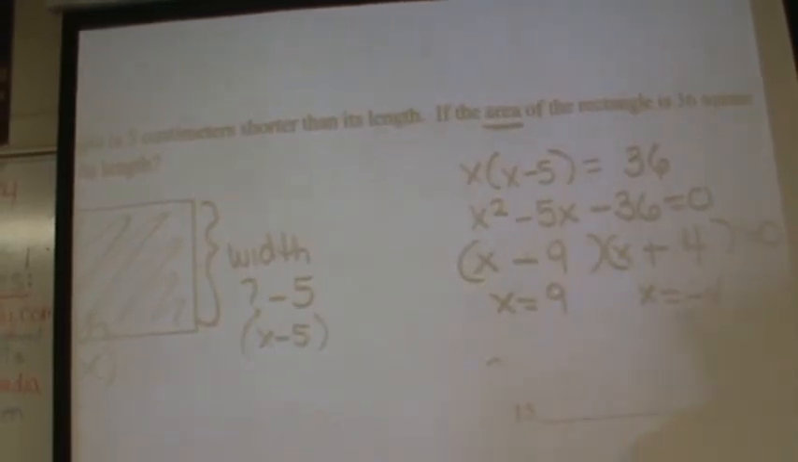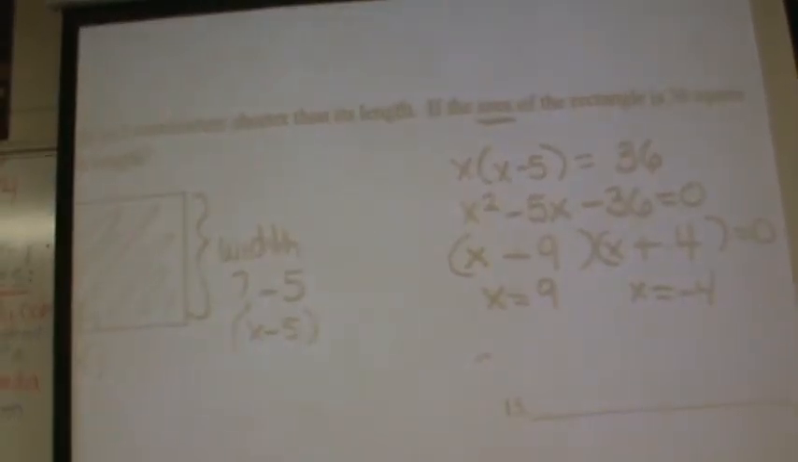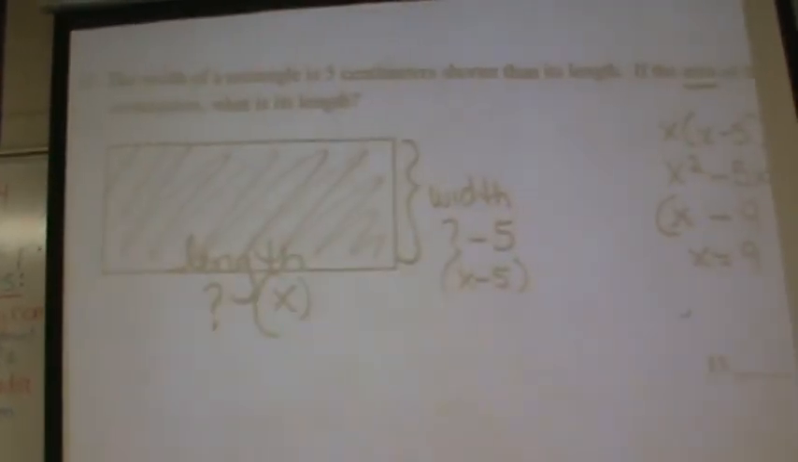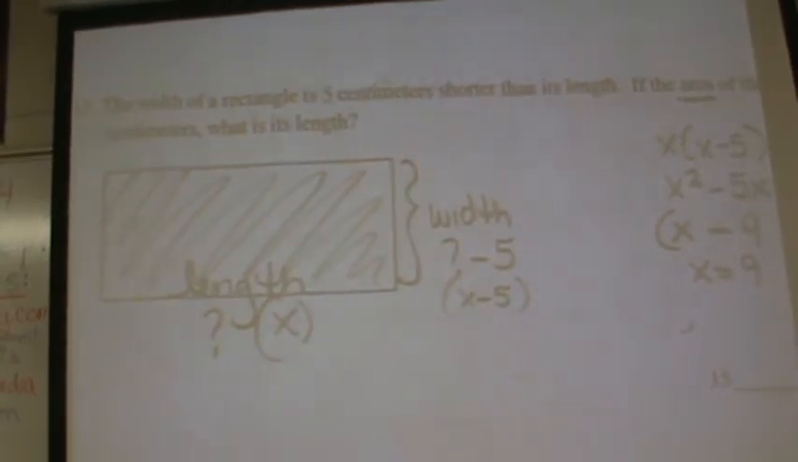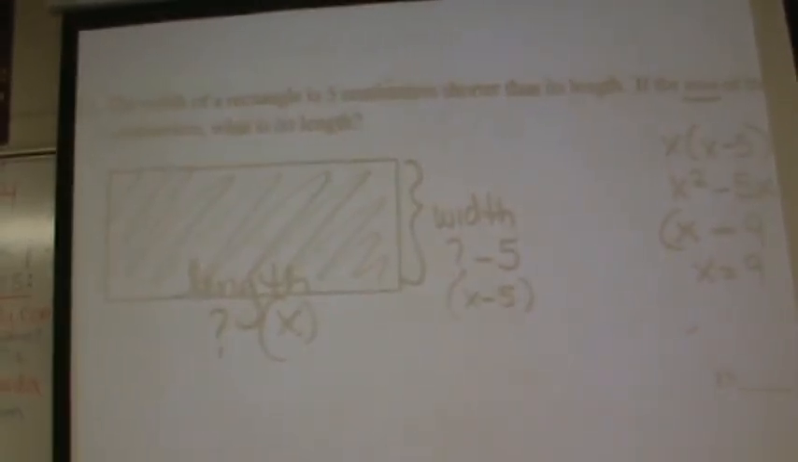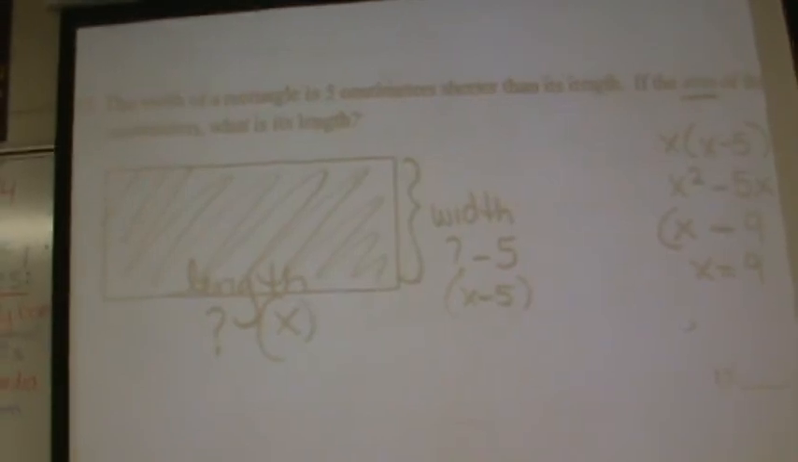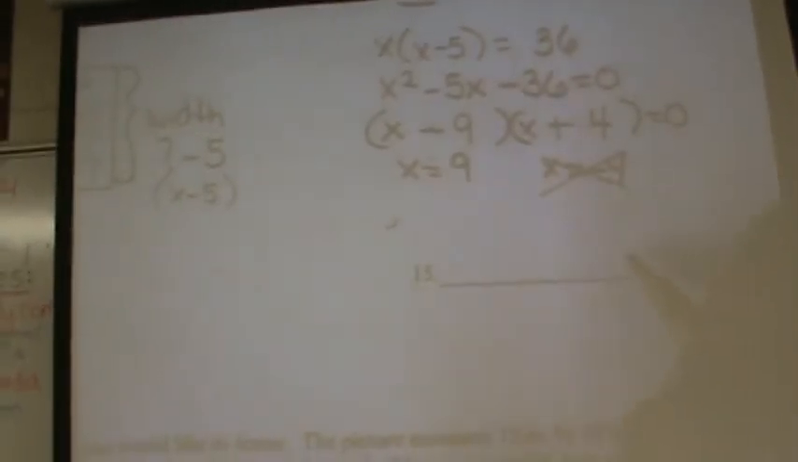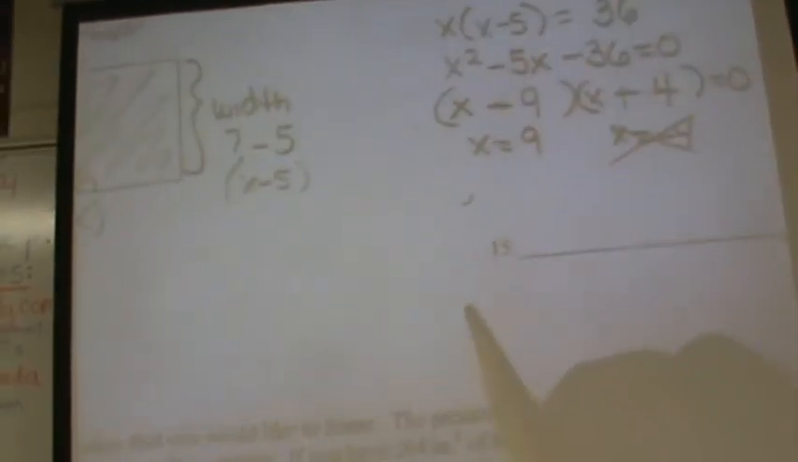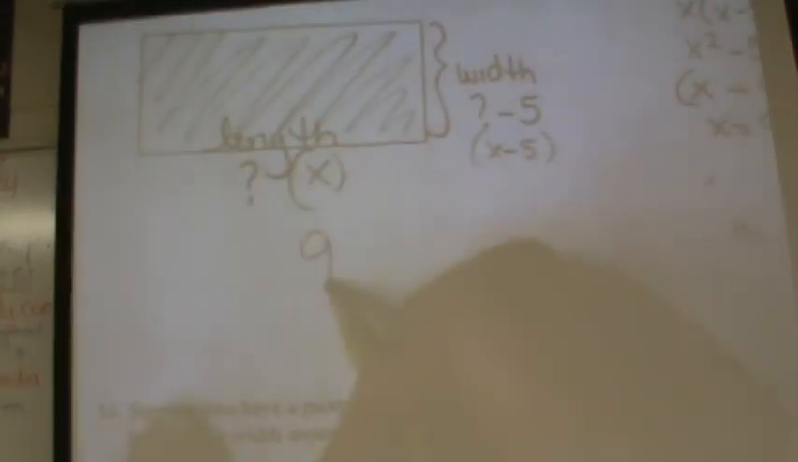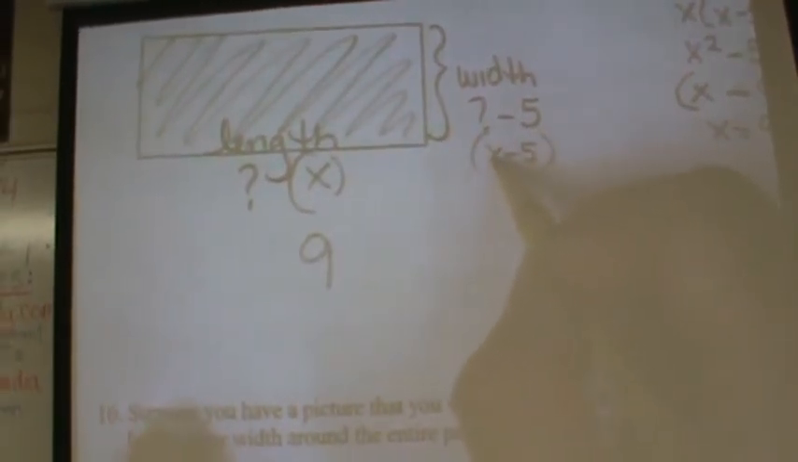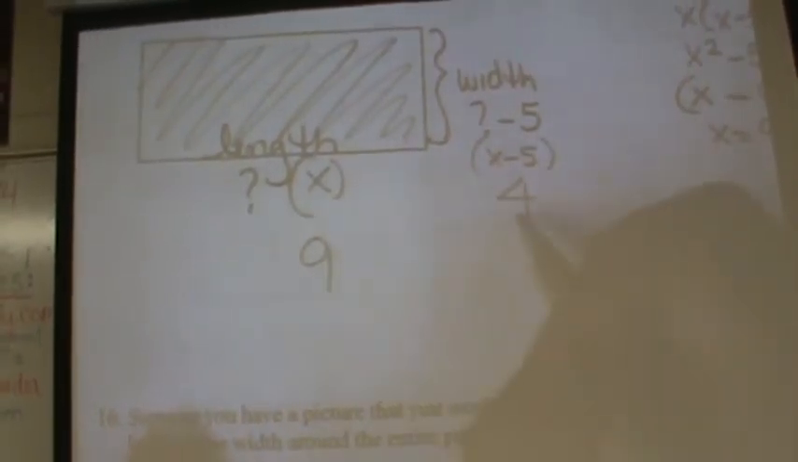Okay, so we're saying that we have two answers for this problem. But if I use negative 4, can I say my rectangle is negative 4 centimeters long? It's an object and you don't have a negative dimension. So what do you do with that negative 4? You just throw it out, and you're gonna stick with 9. So your rectangle is 9 by, what's 9 minus 5? Four. It's a 9 by 4 rectangle.